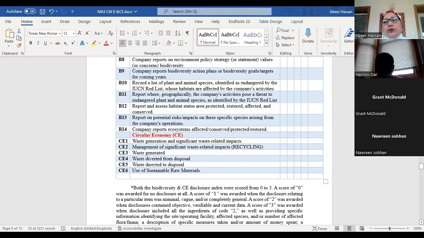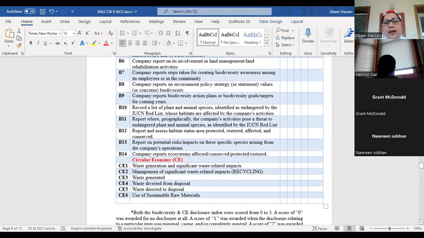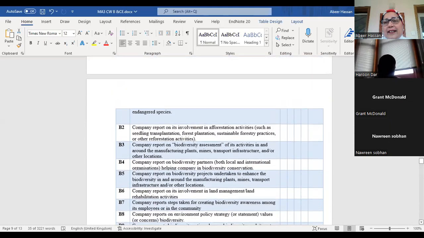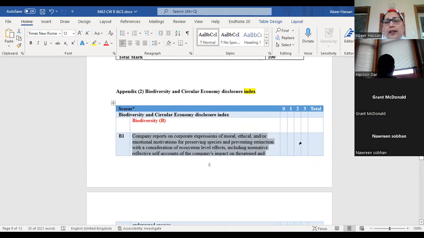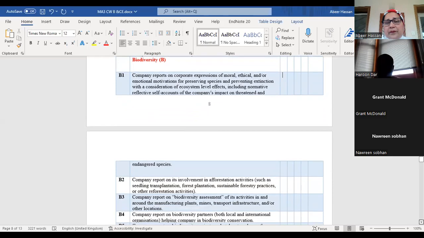So if you did not find any disclosure at all, if your company, Sainsbury, Tesco, whatever, Ford, Mercedes, did not provide any of that, I put the X here. Okay? That means your company did not provide disclosure on this item. That's it.